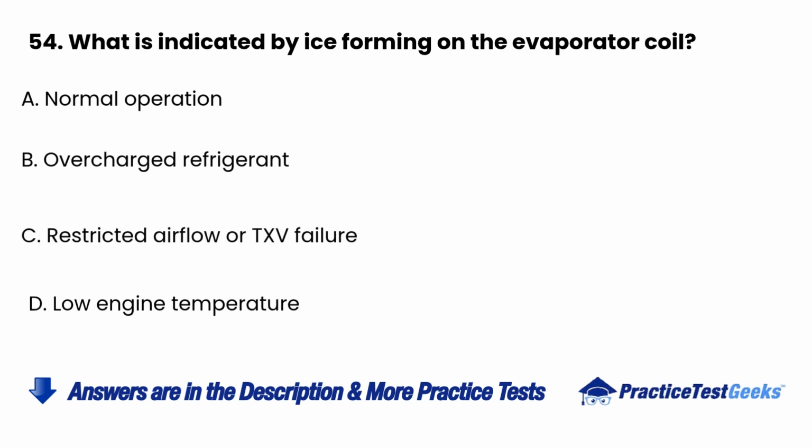54. What is indicated by ice forming on the evaporator coil? A. Normal operation. B. Overcharged refrigerant. C. Restricted airflow or TXV failure. D. Low engine temperature.